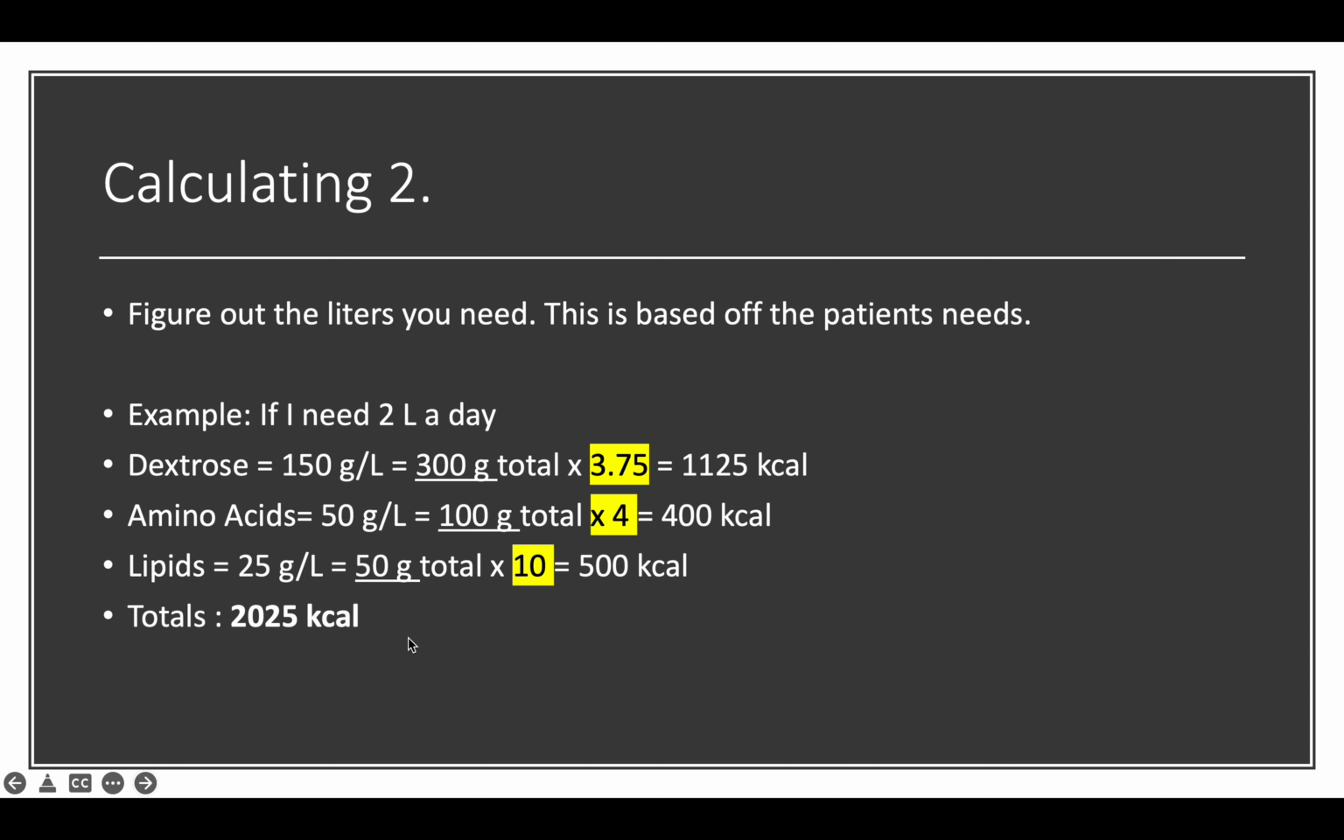So if I had someone who needed 2,000 calories and 100 grams of protein, this 2-liter solution would fit their needs perfectly. So just take a minute and kind of review that, and we'll move on to an example.